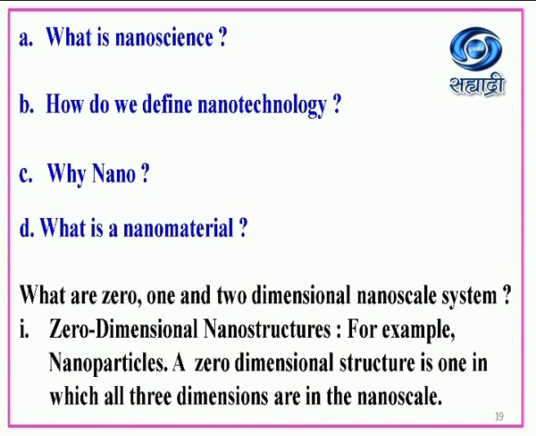Why nano? The nanometer scale, nano is Greek meaning dwarf, but in actual case, nano is even smaller than dwarf. Conventionally, the nanometer scale is defined as 1 to 100 nanometer. 1 nanometer is 1 billionth of a meter. That is, 1 nanometer is equal to 10 raised to minus 9 meter.